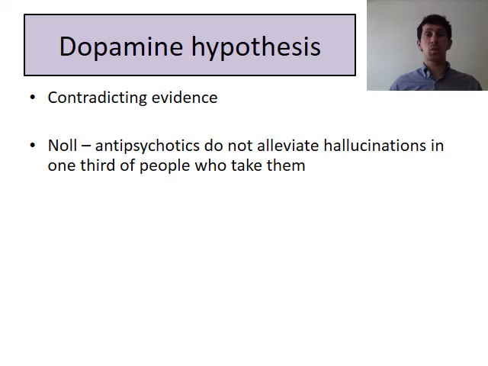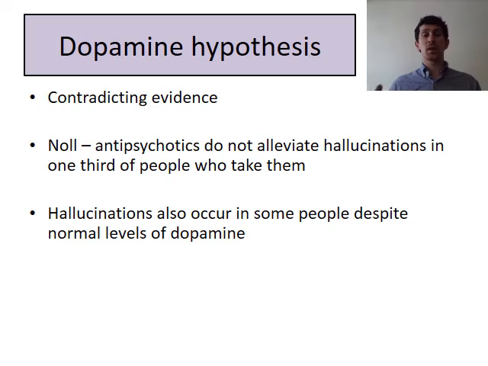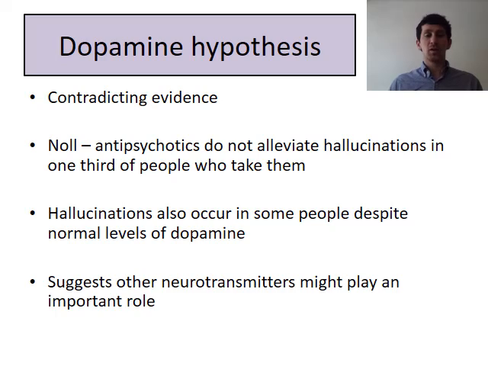However, there is contradictory evidence as well. Noel looked at antipsychotic treatment for drugs and found that in one third of the people that take them, it doesn't actually alleviate or treat any of their hallucinations. He also found that hallucinations can occur in people who have normal levels of dopamine. So there must be other neurotransmitters that play a role. Some people can't be treated with dopamine drugs, and some people have normal levels of dopamine yet they get hallucinations. So there must be other neurotransmitters out there. Like I said, we're now looking at serotonin and glutamate as possible other causes for schizophrenia.